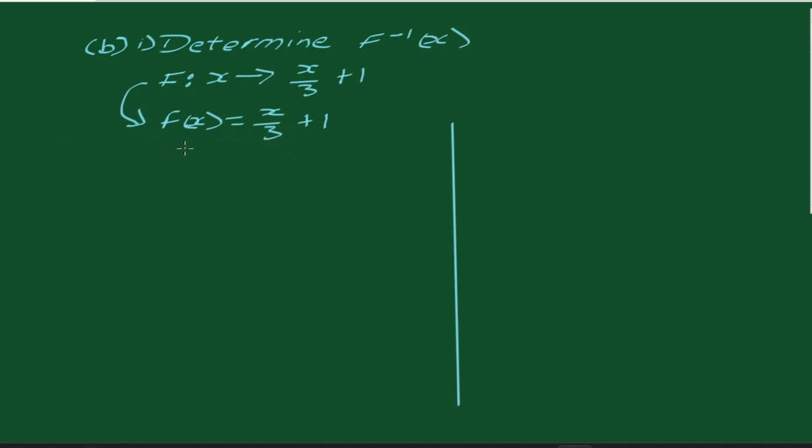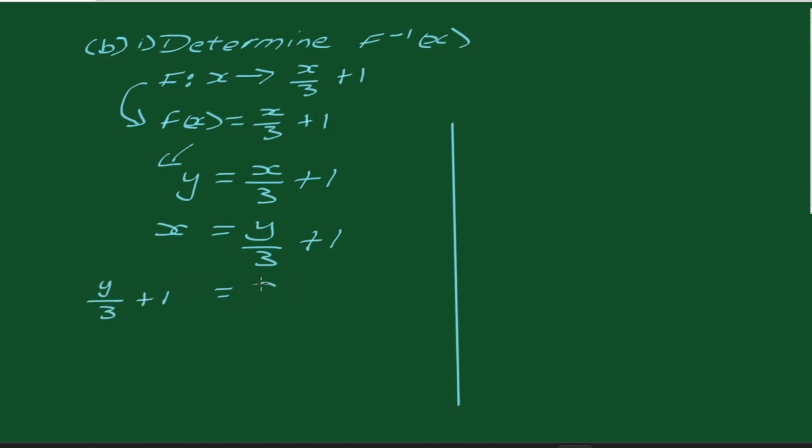So the first step is to convert this into the inverse function. Change the f(x) into y equals x over 3 plus 1. After having done that, we're going to interchange x and y. After interchanging x and y, we want to make y the subject of the formula. However, as is my usual practice, I'm going to flip the equation where I put y over 3 plus 1 equals x. I put a y on the left hand side.